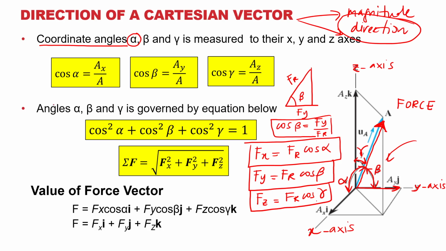Other than that, the coordinate angles, which are your alpha, beta, and gamma, are also governed by this formula or identity, which is cos squared alpha plus cos squared beta plus cos squared gamma is equal to 1. And this is the magnitude.